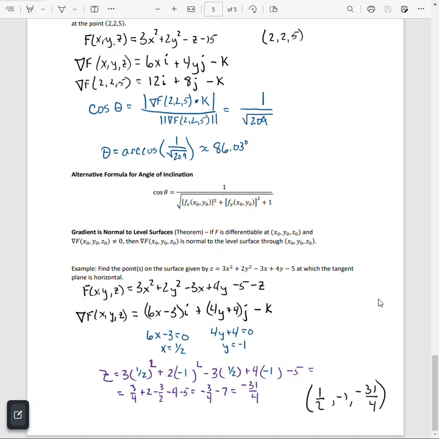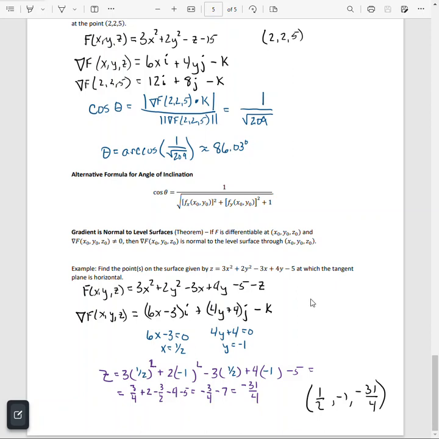All right, this is our last example, so move those captions up to the top of the screen if you need to. I can't scroll down anymore. Find the point or points on the surface given by z equals 3x squared plus 2y squared minus 3x plus 4y minus 5 at which the tangent plane is horizontal.